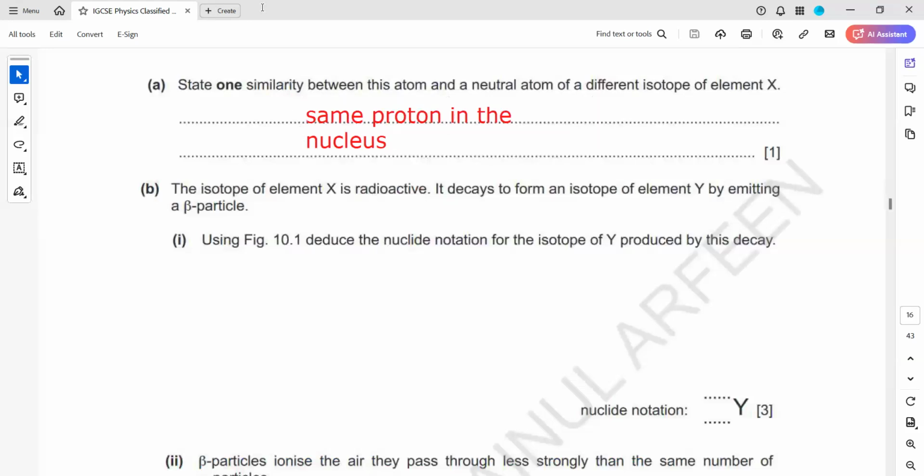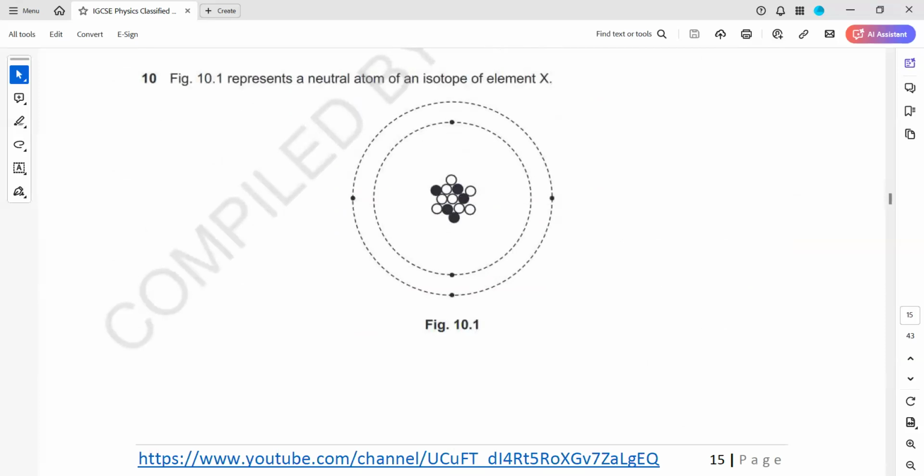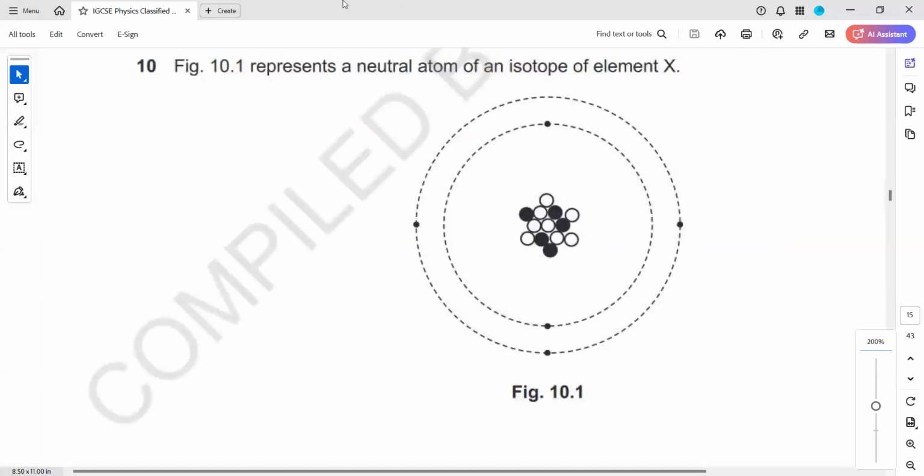Isotope of element X is radioactive and it decays to form an isotope Y by emitting a beta particle. On a figure, deduce a nuclide notation for Y. First, we have to check what is X. Nuclide notation for X. How many protons do you see for X? 5. How do you identify? Because electrons and protons should be the same in an atom. So for this one, there are 5 protons.